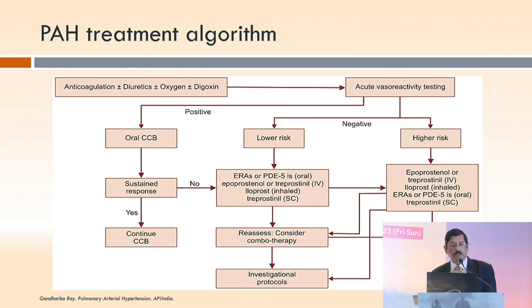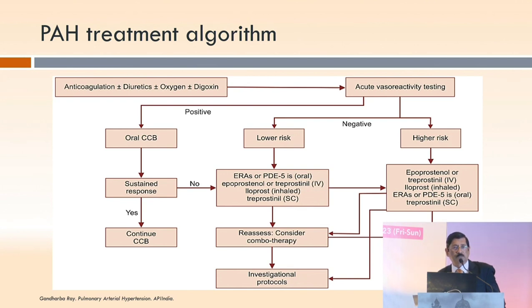Coming to the treatment algorithm, after this anticoagulation, with or without diuretics, with or without oxygen or digoxin, assess for acute vasoreactivity. What is acute vasoreactivity? It's nothing but reduction of the mean pulmonary artery pressure to less than 40 millimeters of mercury, with a reduction of at least 10 millimeters of mercury. The pulmonary artery pressure should go down by more than 10. And if it's so, then it will probably respond to calcium channel blockers.